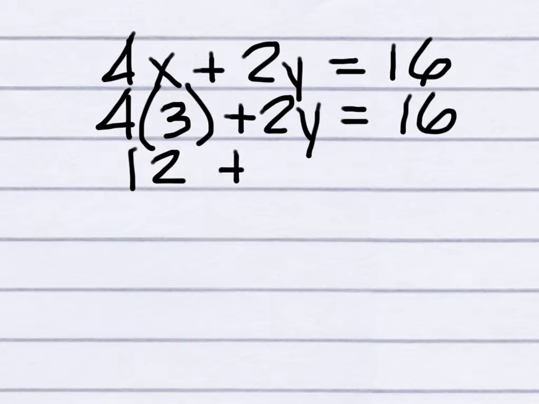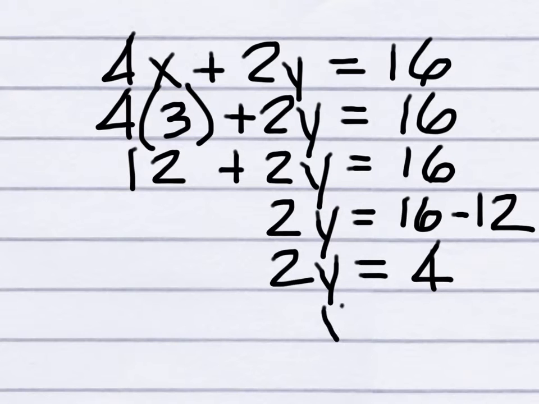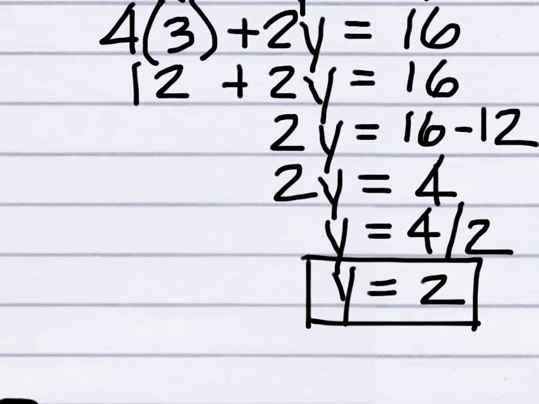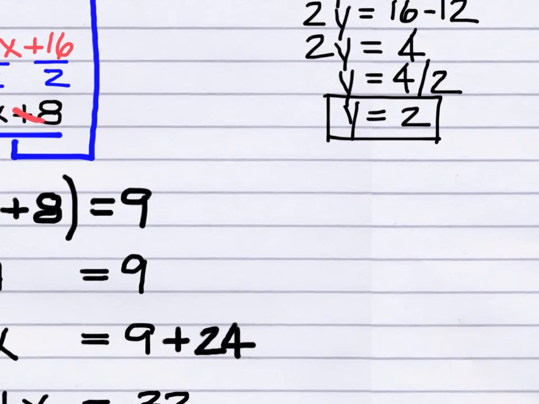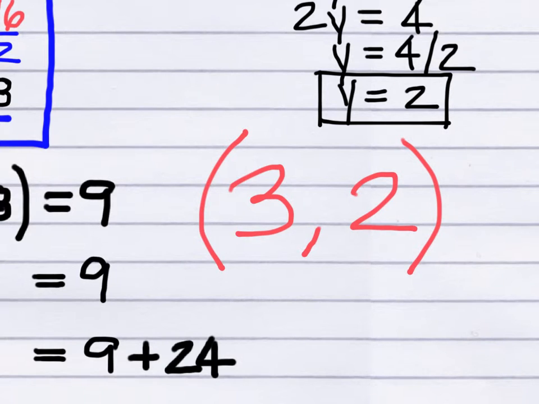4 times 3 is 12. And I will move that 12 to the right side. 16 minus 12 is 4. 4 divided by 2 is going to be 2. Put the answers together. We found x to be 3 and y to be 2. 3, 2 is the answer.